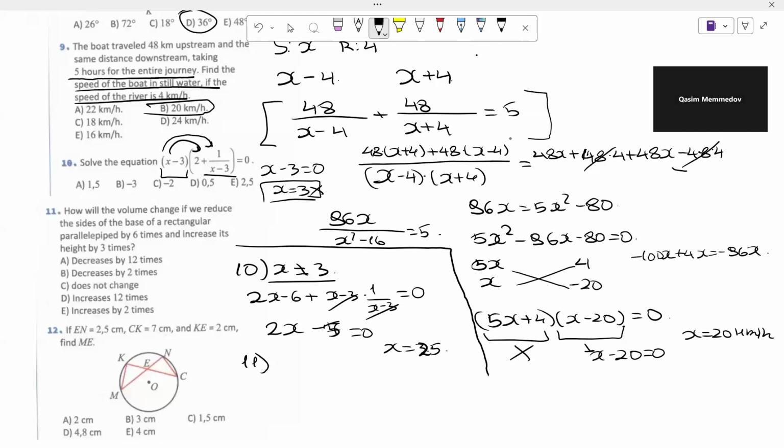Let's continue with exercise 11. How will the volume change if they reduce the sides of the base of a rectangular parallelepiped by 6 times and increase its height by 3 times?